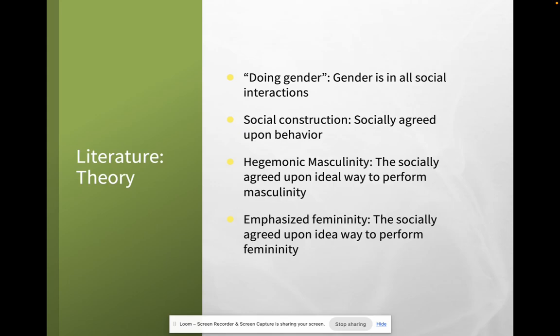Okay, in terms of theory, I mentioned doing gender. This is an idea that gender is in all social interactions, so we can't really escape it. We talked a little bit about this week one when we were discussing our introductions and the sociological imagination. It's this idea that we do gender to food.